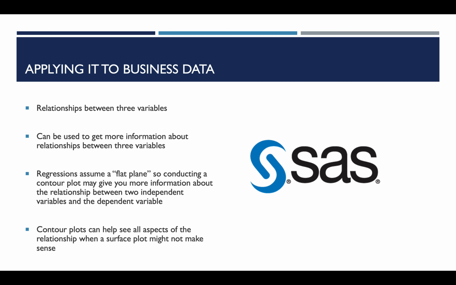So how do we apply it to business data? Well, we know that these 2 types of graphs will allow us to see the relationships between 3 variables. And we can get more information about this relationship by graphing it. Regressions usually assume a flat plane. So conducting a contour plot may give you more information about the relationship between 2 independent variables and 1 dependent variable. And maybe using a surface plot or a contour plot, you could also see what is the expected value for 2 independent variables connecting together. Now, contour plots can help see all aspects of the relationship when the surface plot might not make sense.